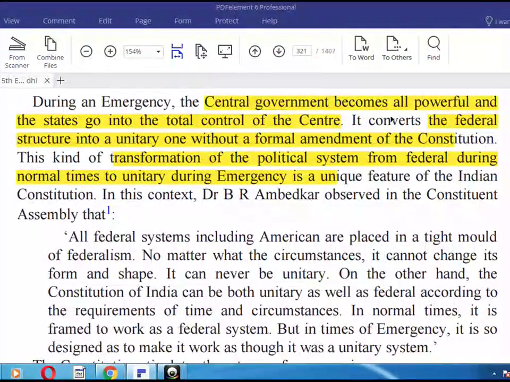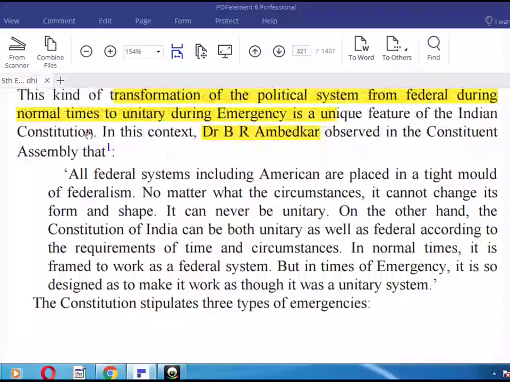In this context, Dr. B.R. Ambedkar observed in the Constituent Assembly that all federal systems, including the American, are placed in a tight mold of federalism. No matter what the circumstances, it cannot change its form and shape. It can never be unitary.